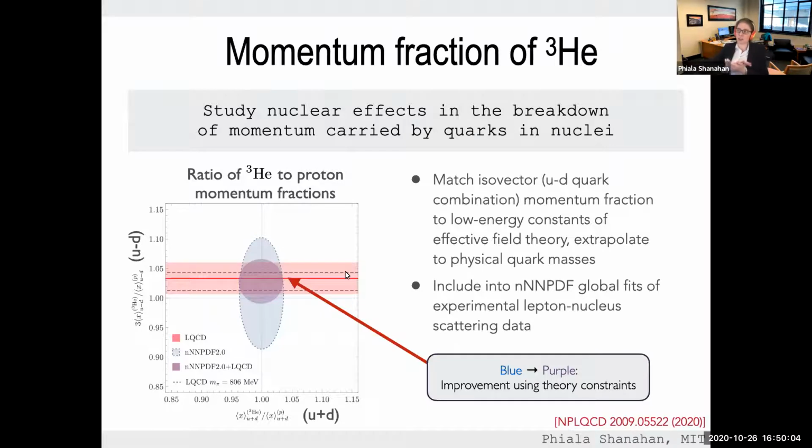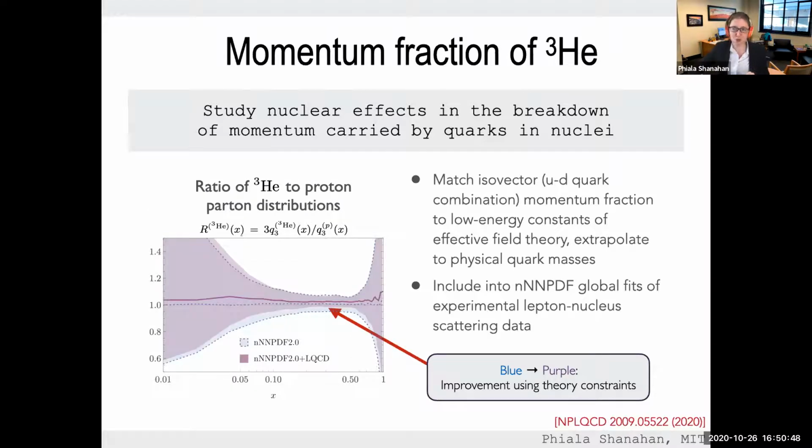So even though the calculations we did were at larger than physical values of the quark masses, and we have to extrapolate them to the physical point by matching to the low energy constants of effective field theory and then extrapolating, which inflates the error bars, we still have a tighter constraint than experiment. We can include that back into the global fits to experimental data to get this purple ellipse, and so improve our constraints on this aspect of the structure of helium-3. And even though the input from the lattice QCD calculations here was just this one number, the ratio of the up minus down quark combination of momentum in helium to that in the proton, adding that constraint into fits to experimental data actually improves the parton distributions that we saw before, these number densities of quarks of some flavor.